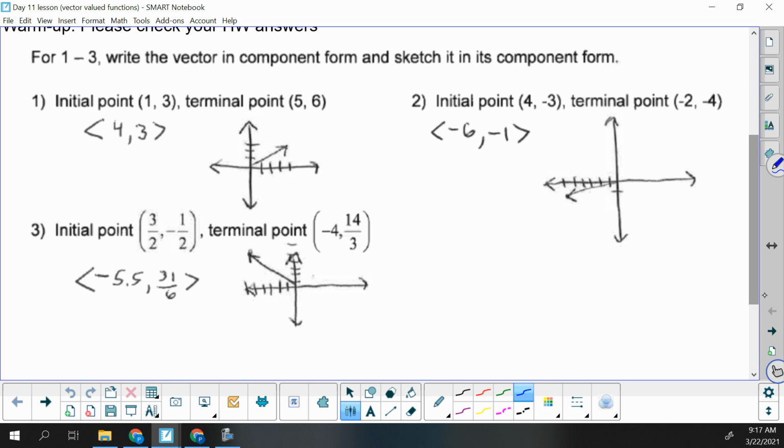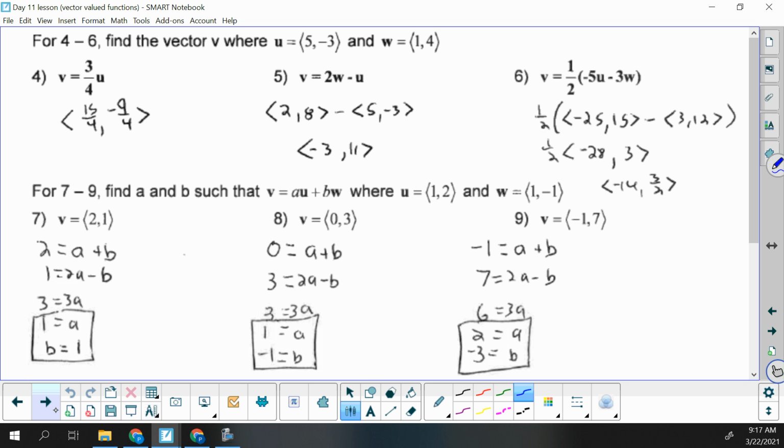In 2, you went 6 to the left and 1 down, so <-6, -1>. And then <-5.1, 31, 6>. Could also have that as -11 halves for the first part. In 4, just multiply vector u, both parts by 3/4. In 5, multiply w by 2. Distribute the -1 through u and then combine, you get <-3, 11>.